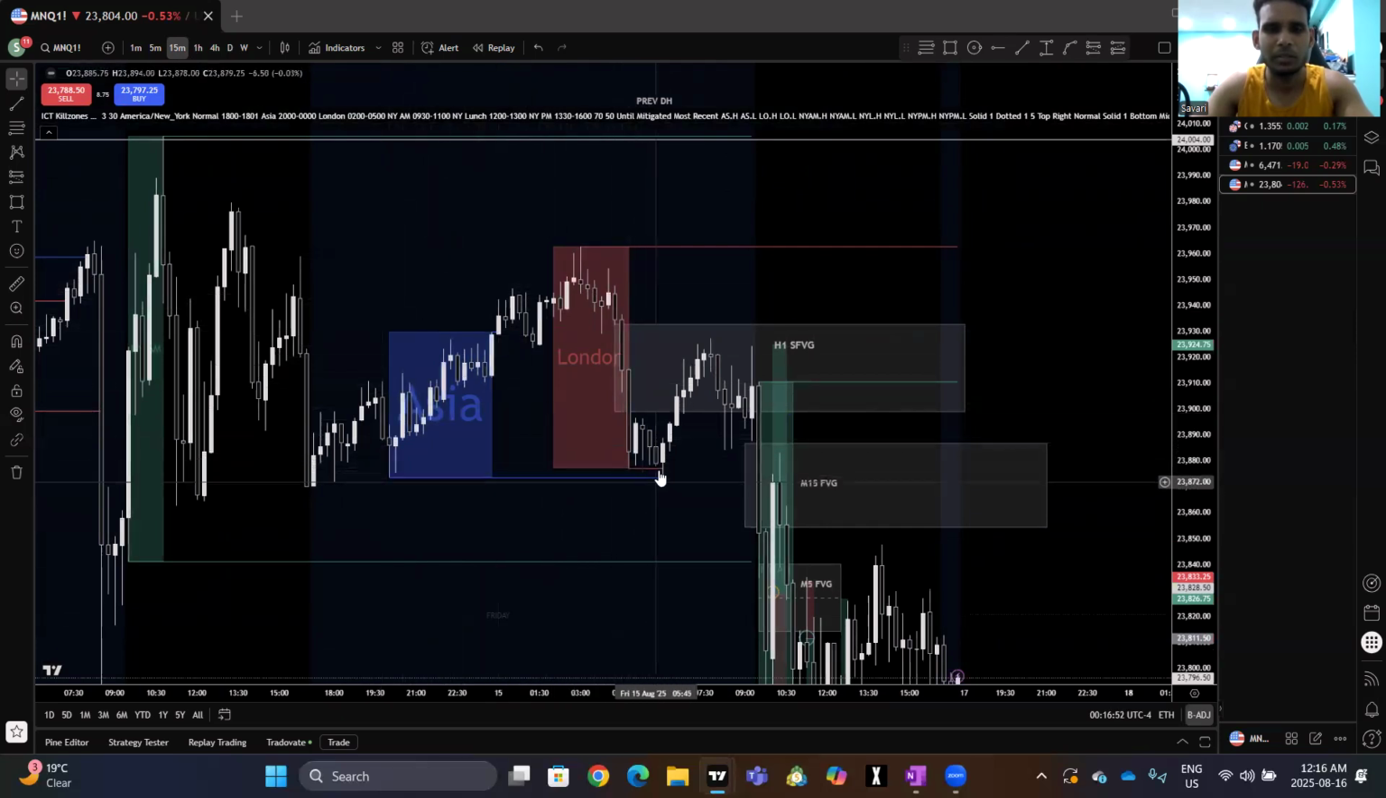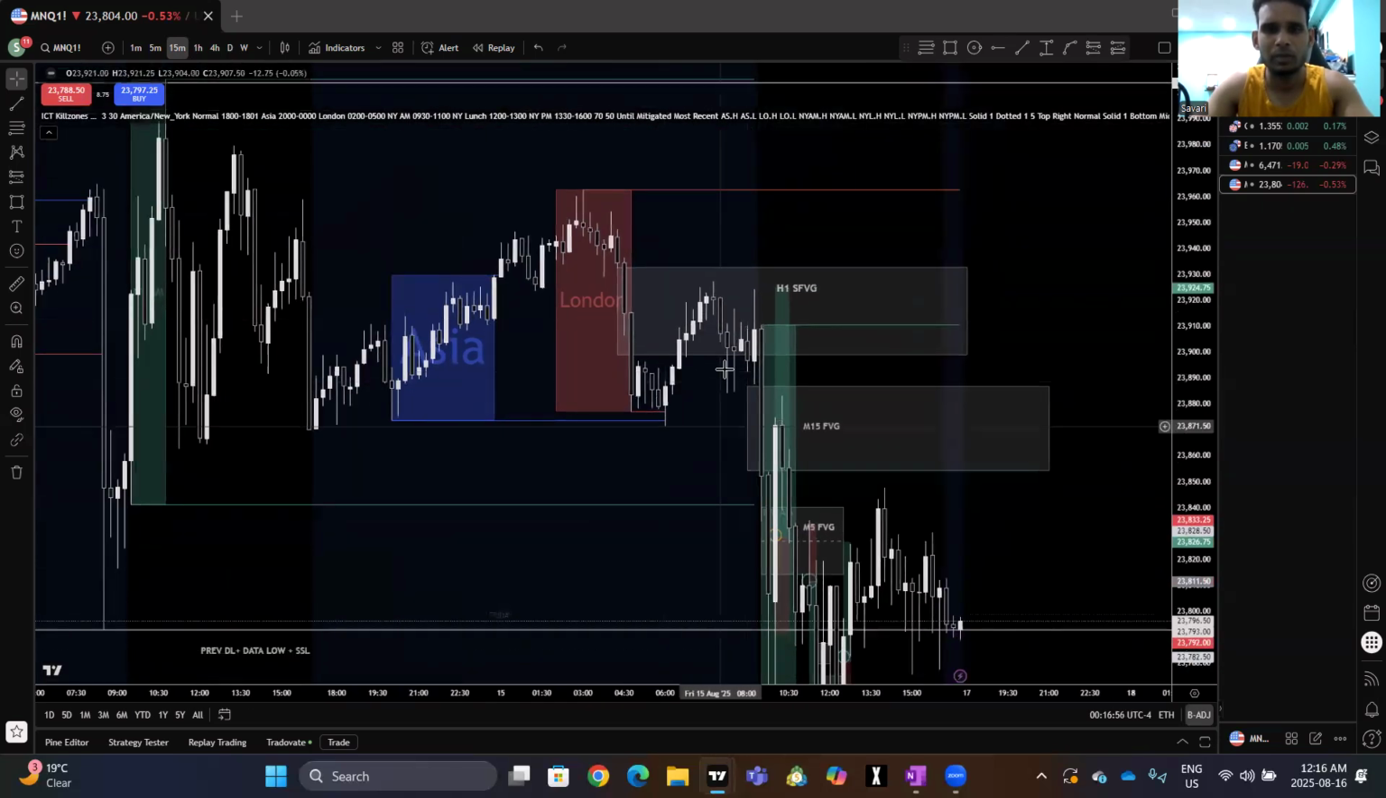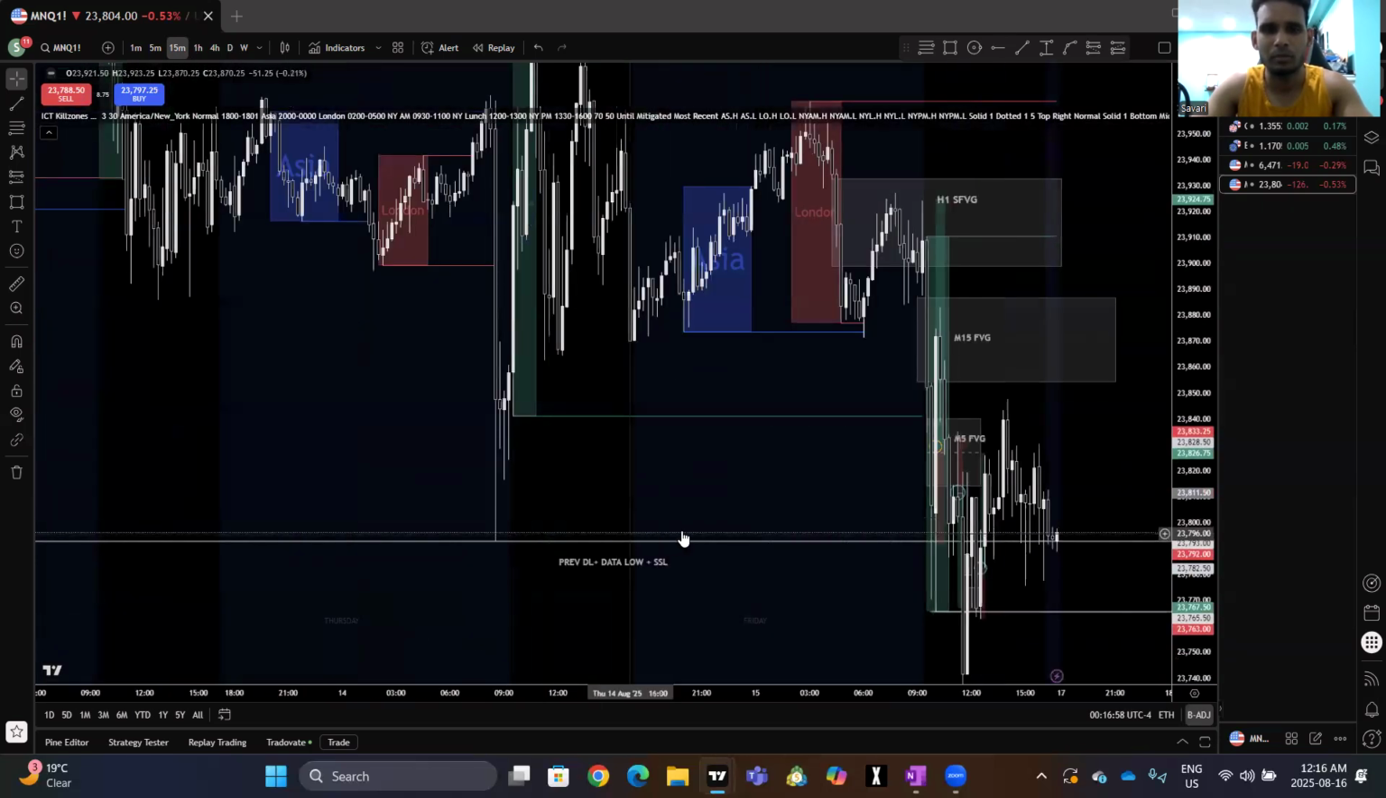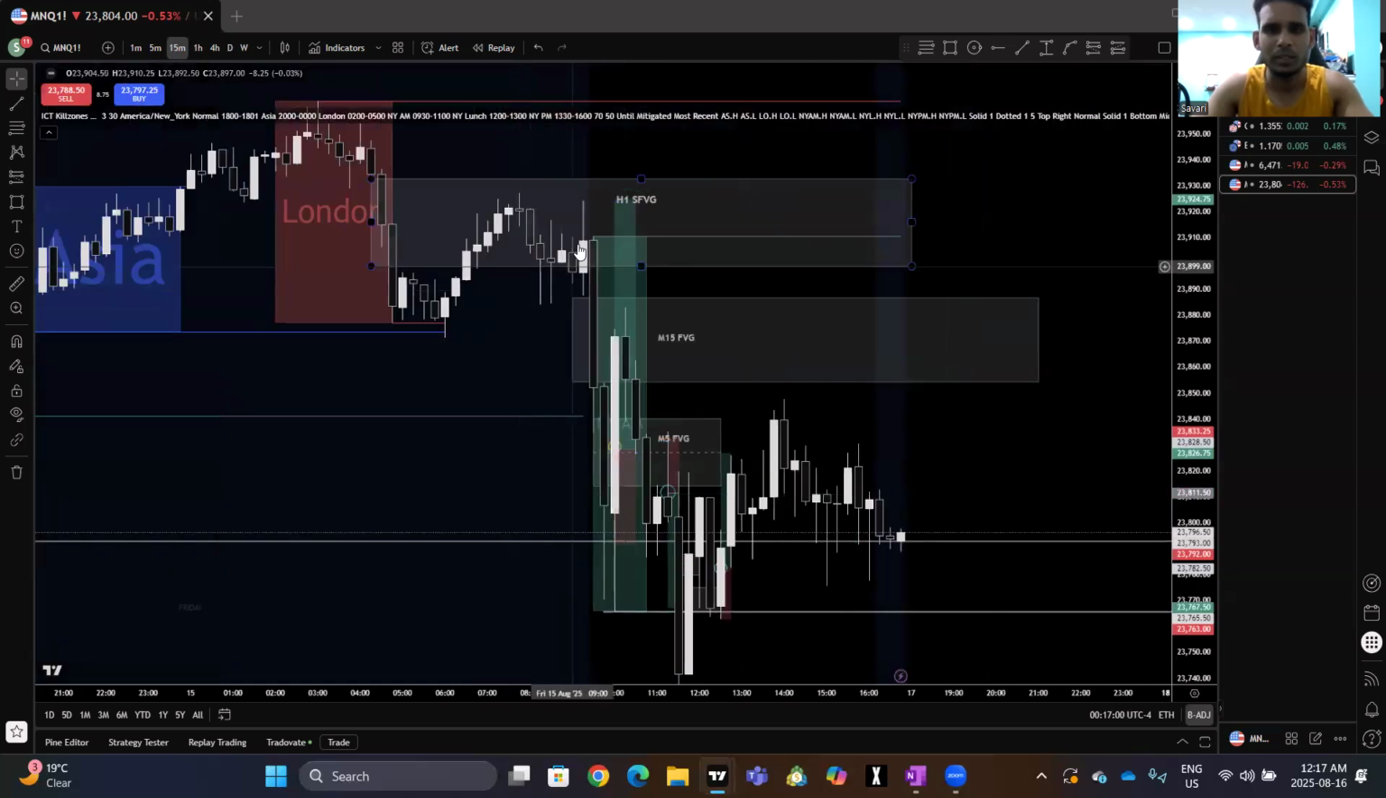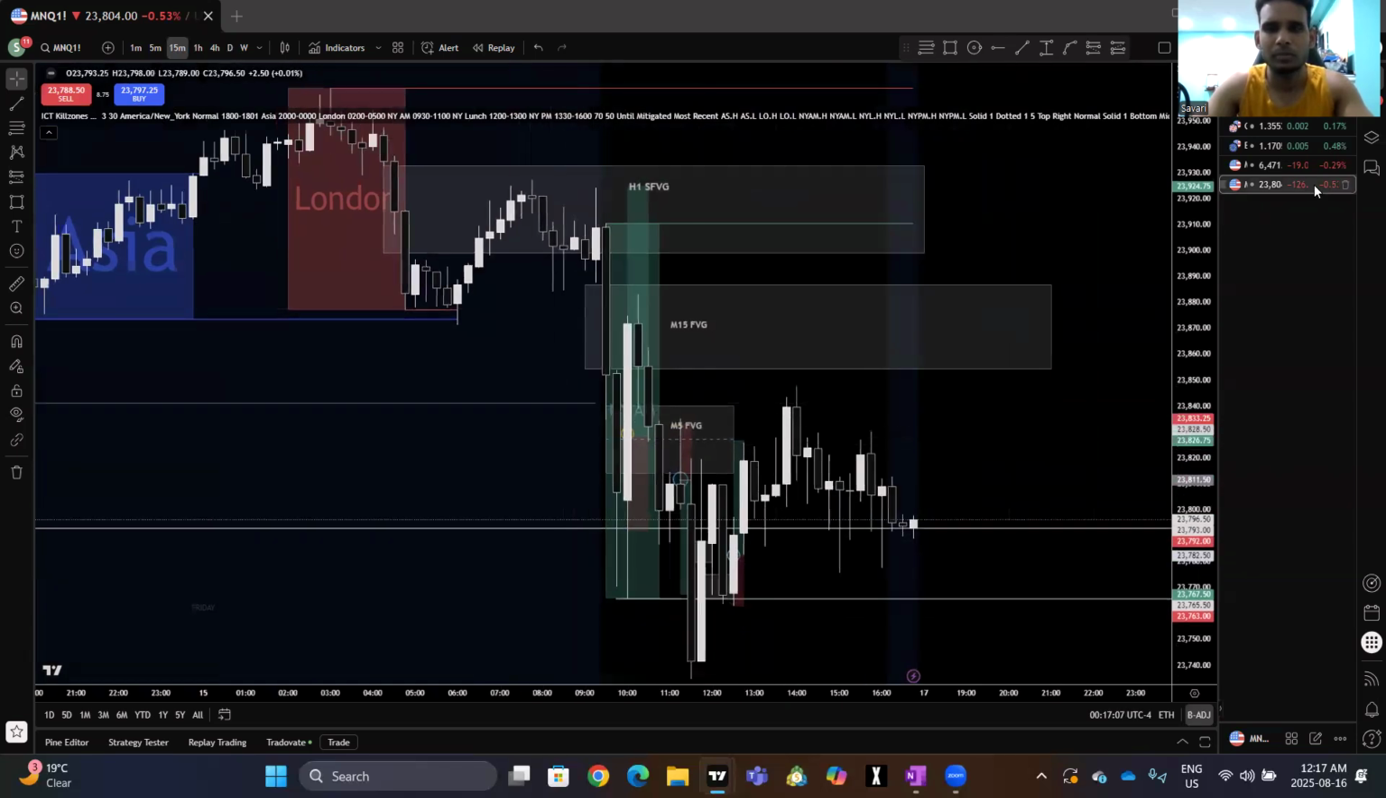Sweep the London and Asian low, rebalance to the downward fair value here. Now it starts to sell off aggressively towards the downside, all the way towards the previous day low. Nice market open, big flush to the downside. This is where I start to execute my buy entry.